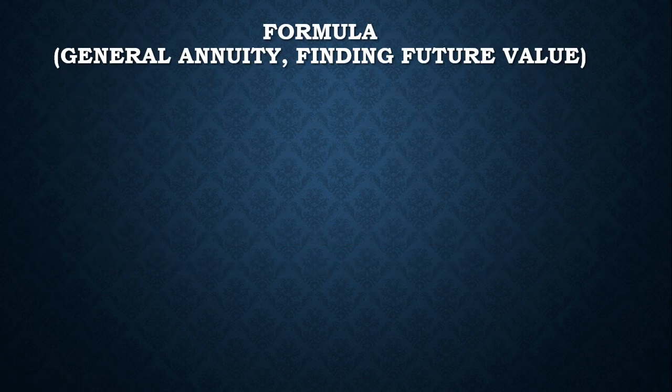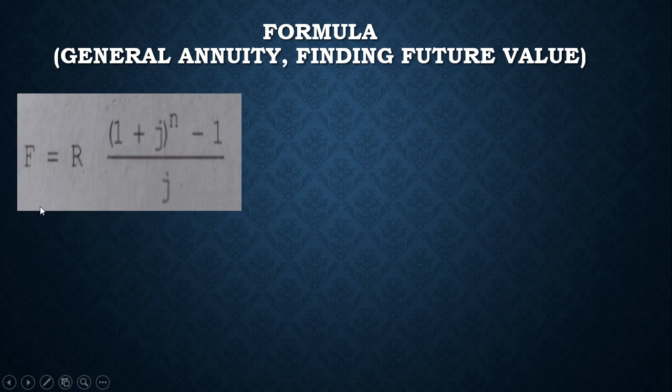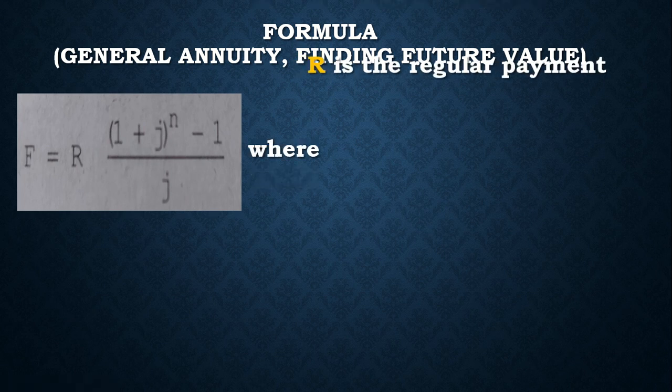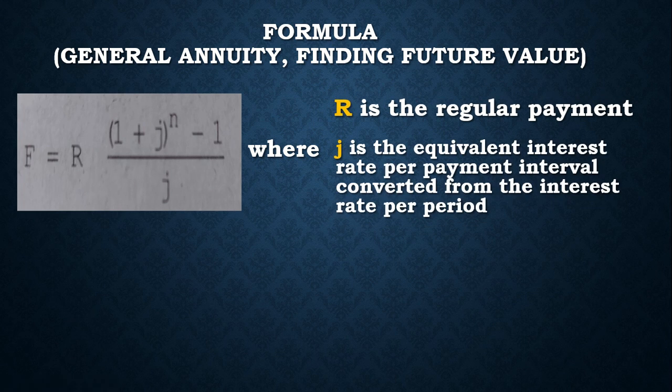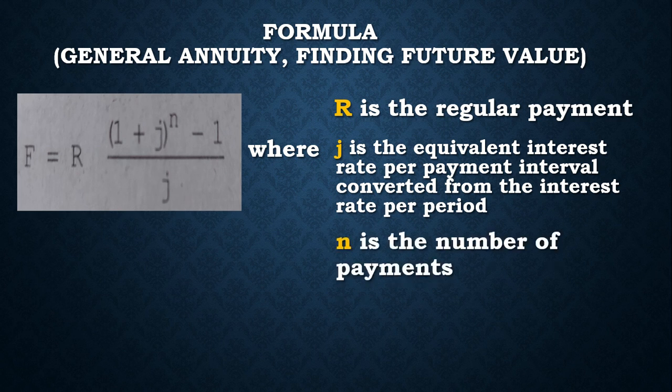We have the formula in finding the general annuity, finding the future value. Our formula is F, or the future value, is equal to R multiplied by the quantity of 1 plus J raised to N minus 1, divided by J. So, etong 1 na to at yon ay hindi dapat binabago. That is constant sa formula. Where R, itong R ay regular payment. J is the equivalent interest rate per payment interval converted from the interest rate per period. At ang N natin is the number of payments.